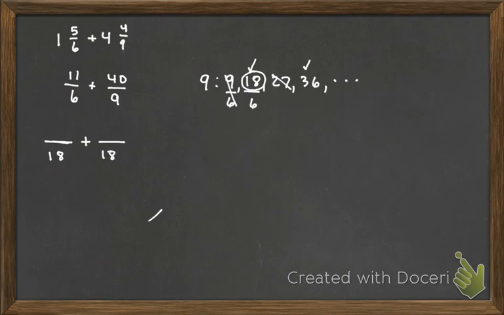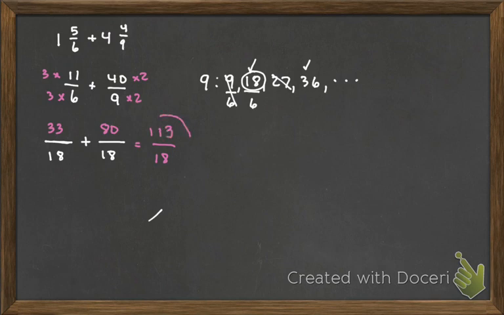Okay, and then I'm going to follow the rules that I was following previously. I get from 6 to 18 by multiplying by 3. So that means I multiply 11 by 3 to get 33. To get from 9 to 18, I multiply by 2. So I multiply 40 by 2, and I'll get 80. Now I carry over my common denominator, and then the last thing that I would do to find my answer is to add the numerators together. So 80 and 33 is 113.